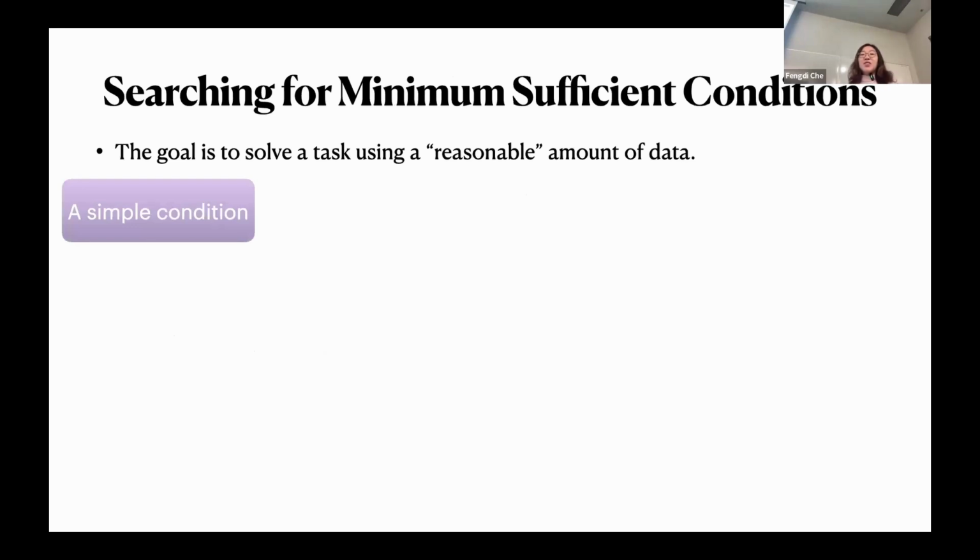So what theory people are doing is searching for minimum sufficient conditions to solve a task using a reasonable amount of data. By reasonable, we will define it rigorously later. Here, we just say it's not huge. Like if it's an Atari game, we do not want the data to be a multiple of the state space, which will be 10 to the power 6 or 7, something like that. We don't want a huge number.